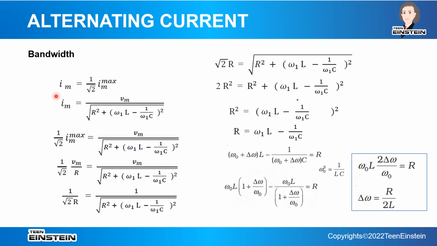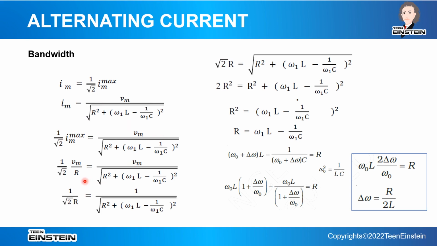So let's look at this at some particular frequency, at omega 1. The current value is 1 by root 2 of the maximum value, 1 by root 2 multiplied by the maximum value at this particular frequency. So let's match these two equations. So 1 by root 2 of I maximum equals Vm divided by this whole term.